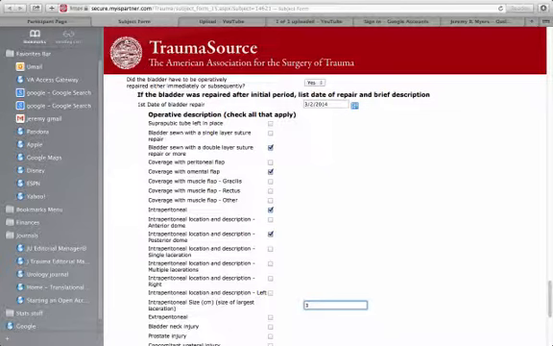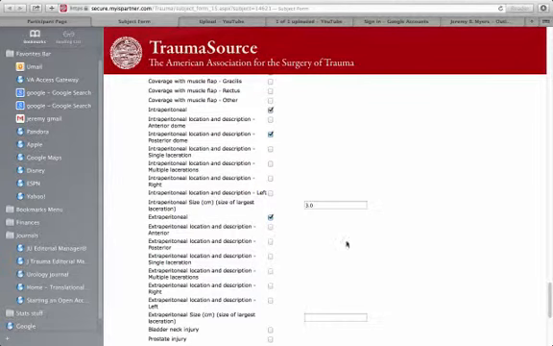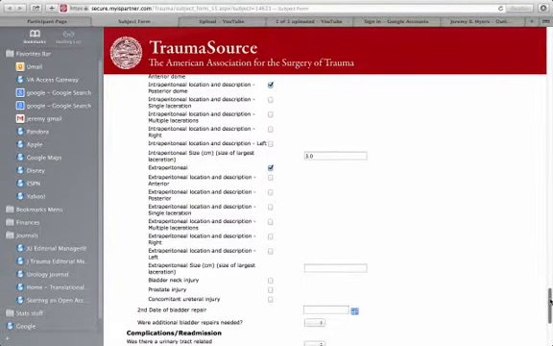And we'll just leave that 3.0. Now we'll address the extraperitoneal injury. The extraperitoneal injury was on the left side and involved the anterior aspect of the bladder neck. So we'll say it's anterior. It was a single laceration, and it was on the left. And the size of the laceration was approximately 4 centimeters.